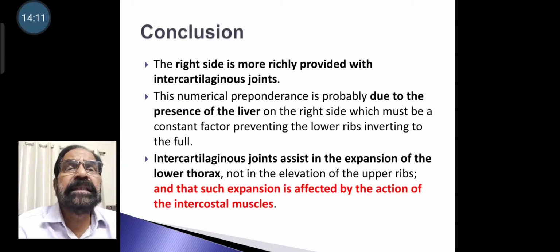Intercartilage joints assist in the expansion of the lower thorax, not in the elevation of the upper ribs, and such expansion is effected by the action of the intercostal muscles.